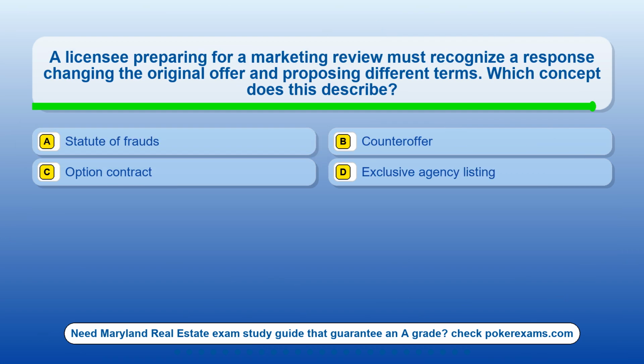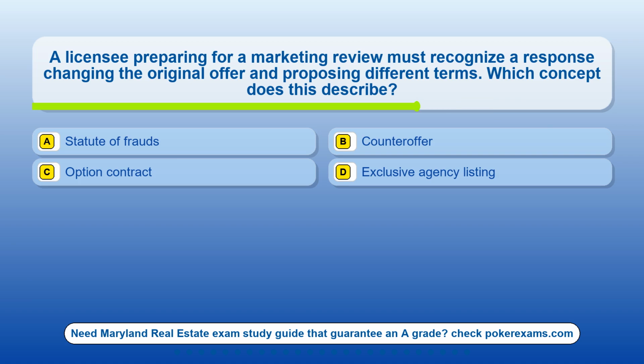Question 3. A licensee preparing for a marketing review must recognize a response changing the original offer and proposing different terms. Which concept does this describe? Option A, statute of frauds. Option B, counteroffer. Option C, option contract. Option D, exclusive agency listing.